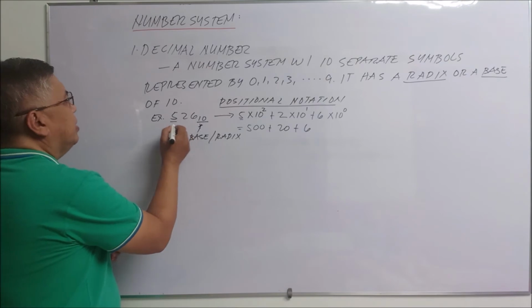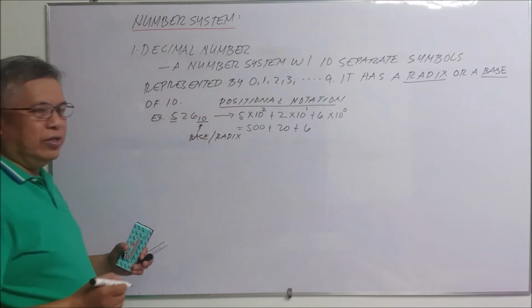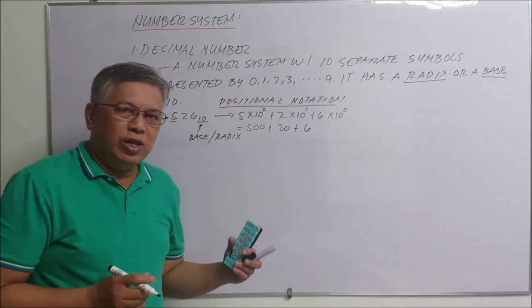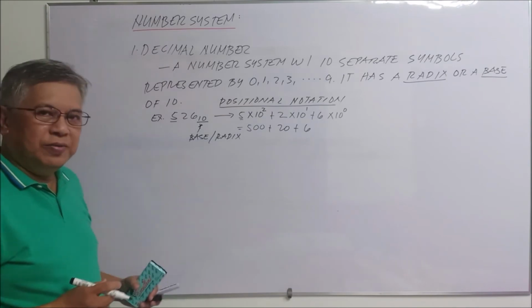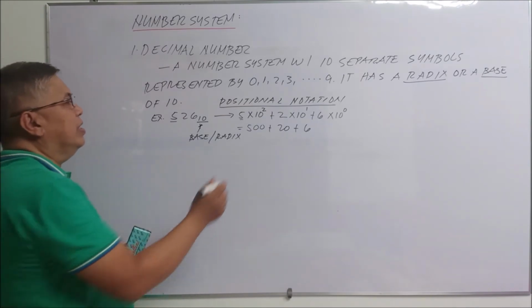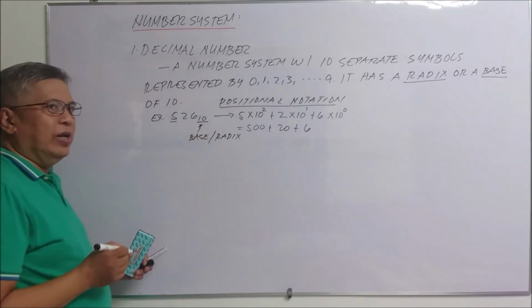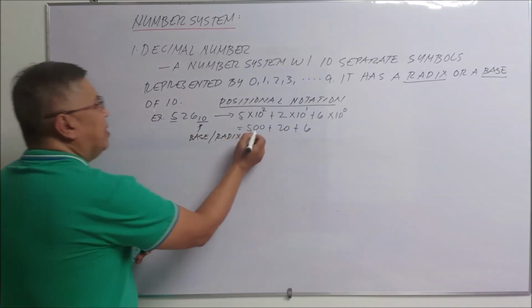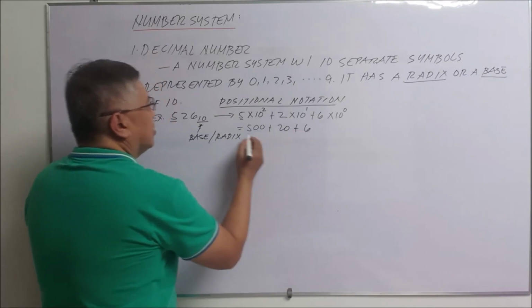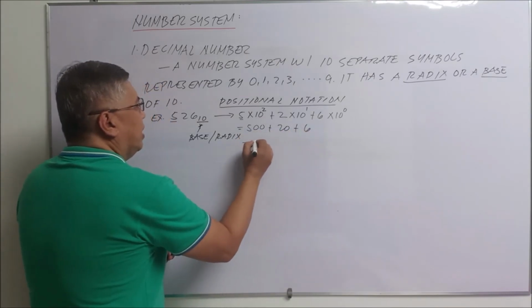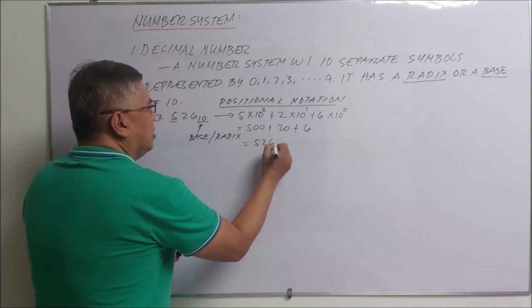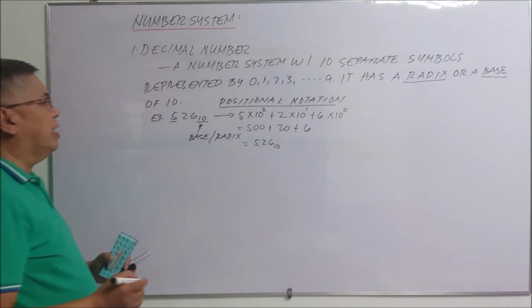This one here is the short notation of the number. Okay? So this is how we read this particular number, 526. So if we add the base, you will have 526 of base 10.